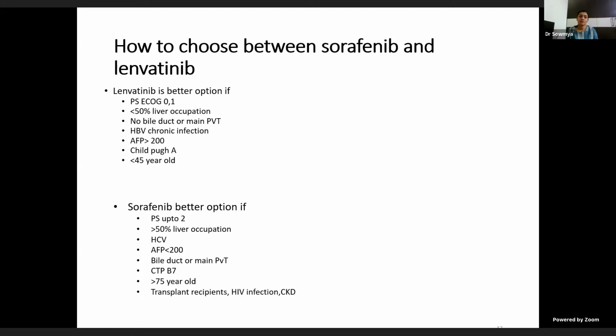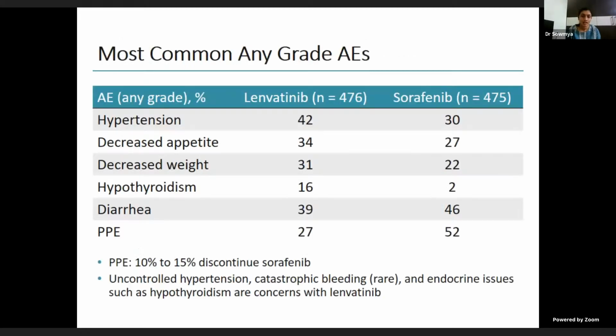Whereas sorafenib is a better option for ECOG performance status up to 2, more than 50% of liver occupation, chronic HCV-related HCC, AFP less than 200, bile duct or main portal vein invasion, Child-Pugh B status up to 7, and elderly patients more than 75 years old, organ transplant recipients, HIV infection, or CKD. The most common adverse effects of lenvatinib are hypertension, decreased appetite, decreased weight, hypothyroidism, diarrhea, and palmar-plantar erythrodysesthesia. PPE accounts for 10 to 15% of patients discontinuing sorafenib. Uncontrolled hypertension, catastrophic bleeding, although rare, and endocrine issues like hypothyroidism are the concerns with lenvatinib.